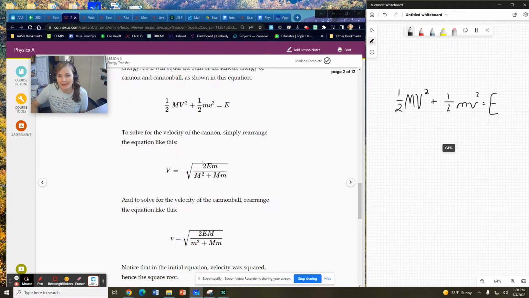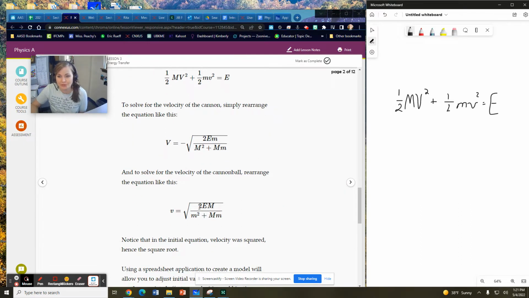Then it says, you can simply rearrange this equation to come up with these two equations where the velocity of the cannon is equal to this and the velocity of the cannonball is equal to that. I will say you cannot simply rearrange the equations to come up with these two equations. There's a lot of more complex math that happens here that we won't be delving into because you don't really need to know how to do it, and it's going to be kind of confusing as well. So we'll just take it at face value that you can, through a little bit more complex mathematics, solve for the velocity of the cannon and the velocity of the cannonball.